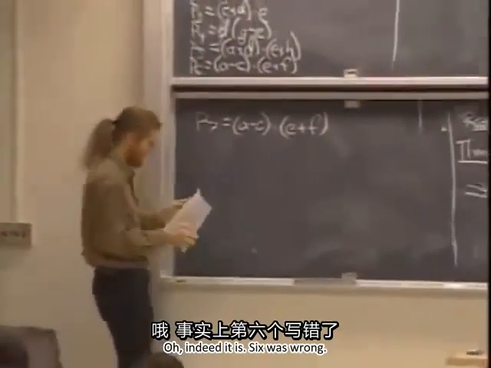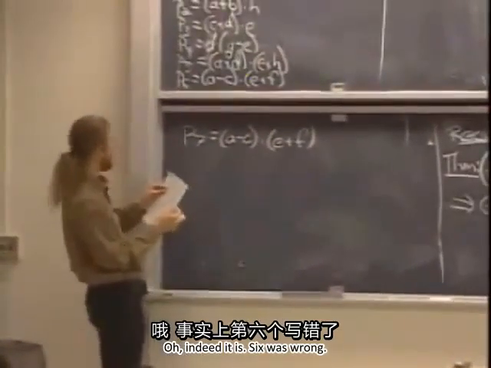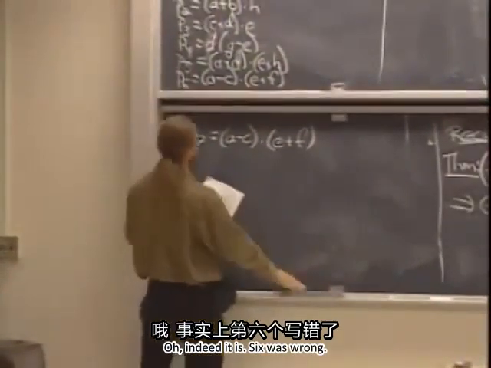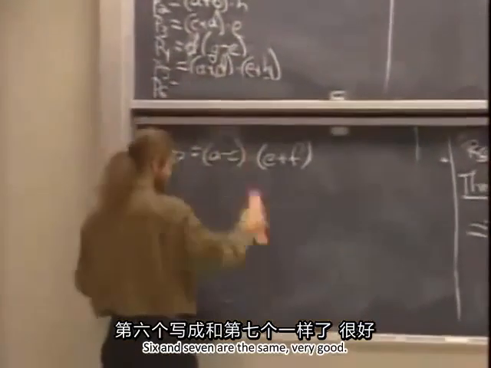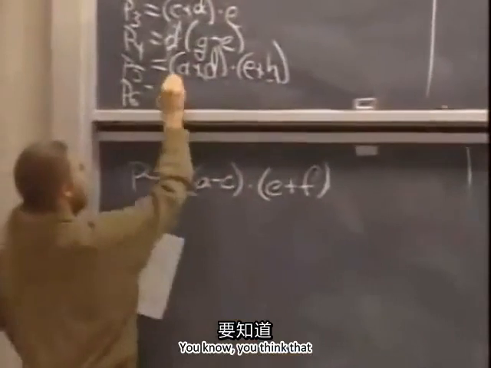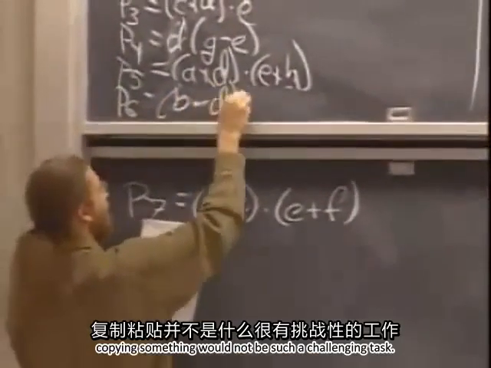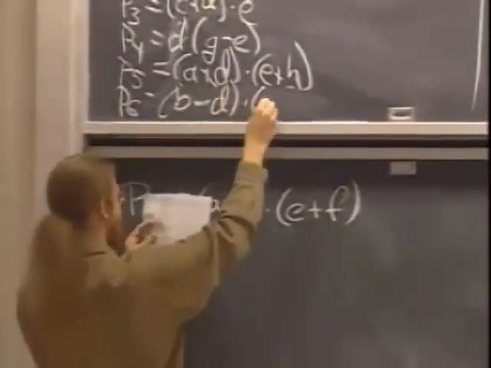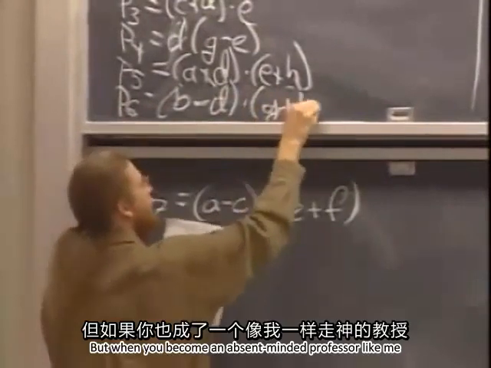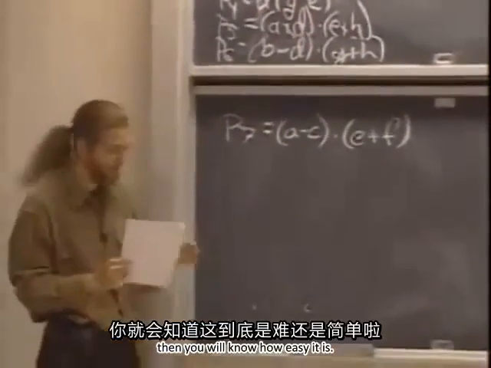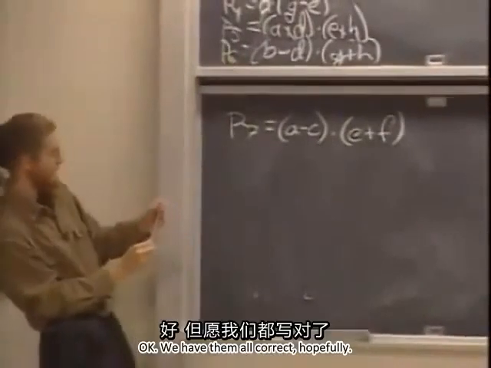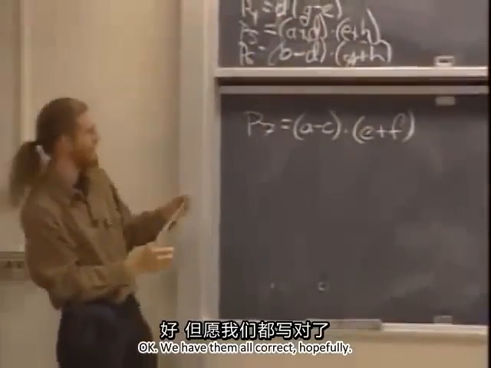Oh. Indeed it is. So 6 was wrong. 6 and 7 are the same. Very good. You know, you'd think that copying something would not be such a challenging task. But when you become an absent-minded professor like me, then you'll know how easy it is. Okay, we have them all correct, hopefully.